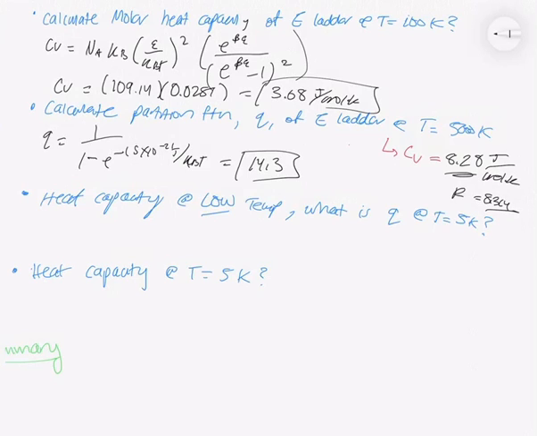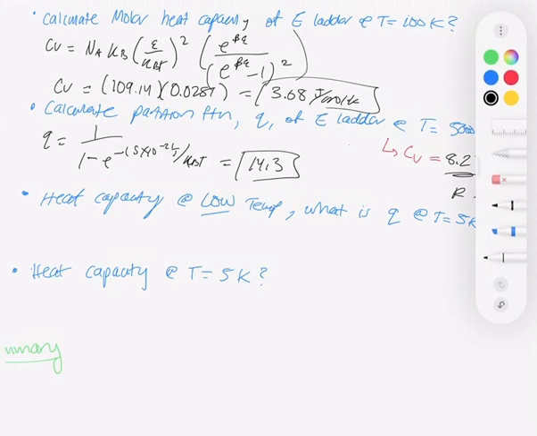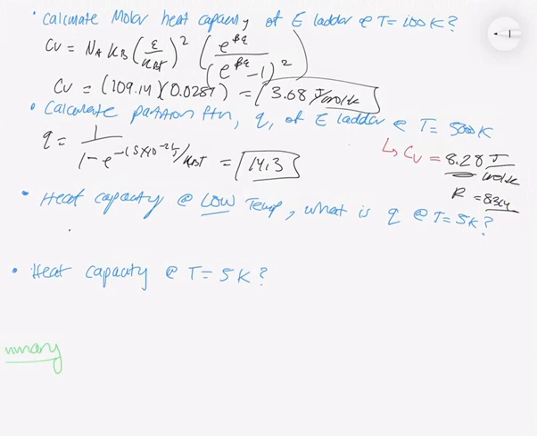Now let's see what the heat capacity is at low temperature. What is the partition function at 5 Kelvin? To do that, you use the same equation above, and you get Q equals 1. To figure out the heat capacity at 5 Kelvin, you also plug into the same equation, and you get a heat capacity of 0 joules per mole Kelvin.